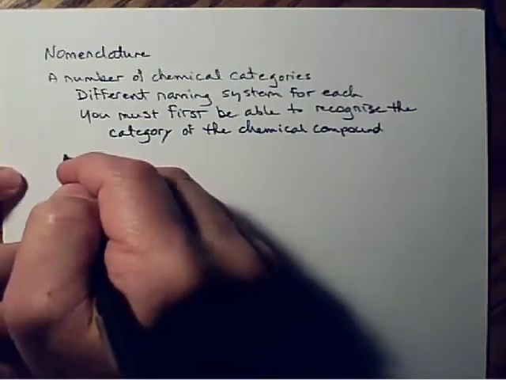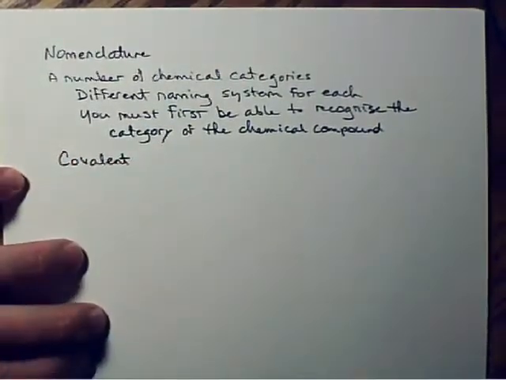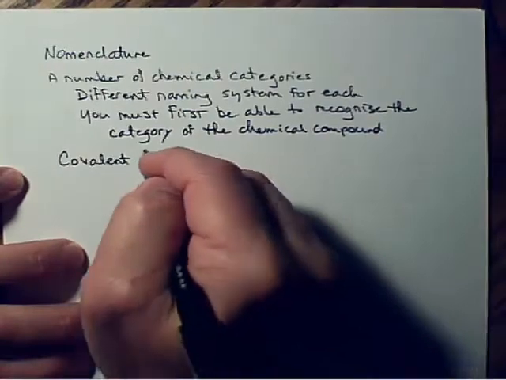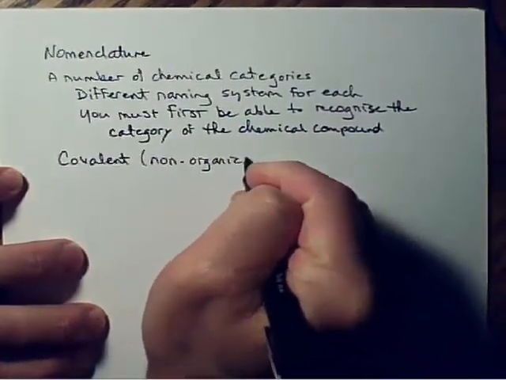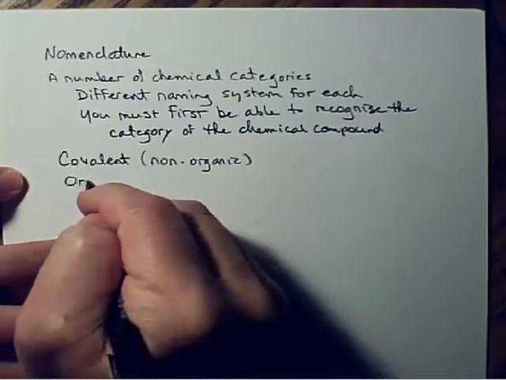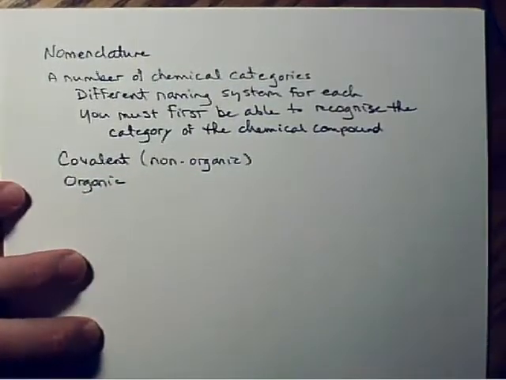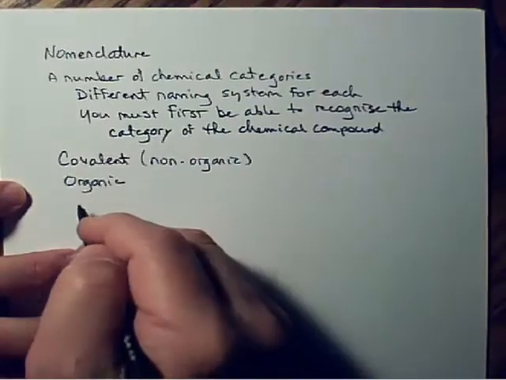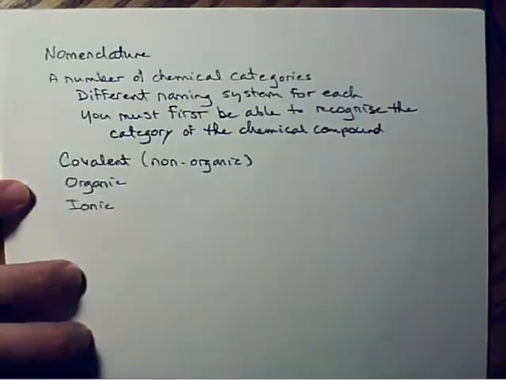So you've got covalent compounds, but in covalent compounds you actually have two different categories. You've got covalent that's non-organic and covalent that's organic. And those are different naming systems. There's some similarities, but they're different. Okay. Then we have ionic compounds.